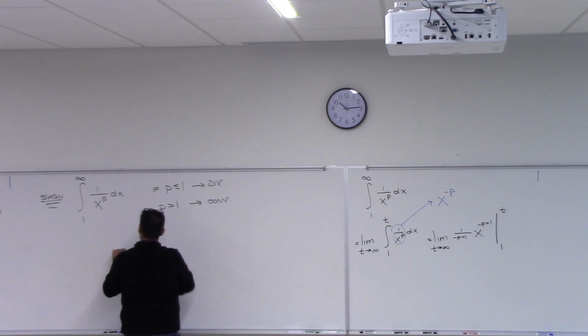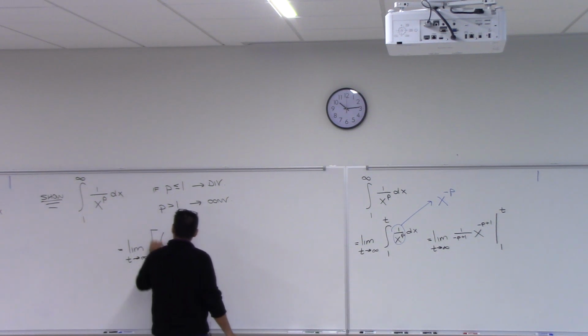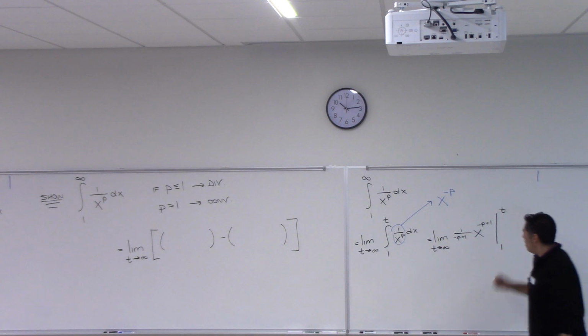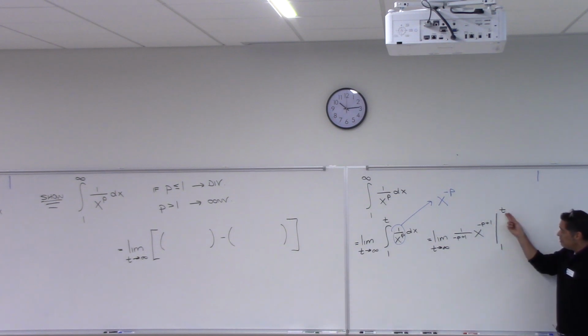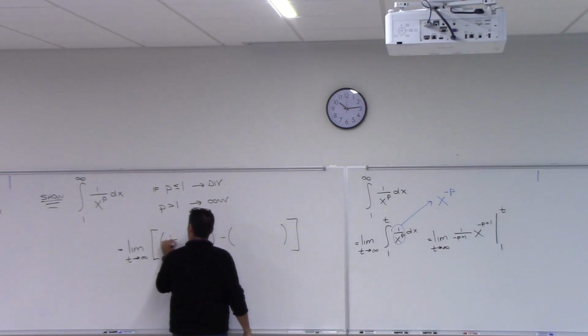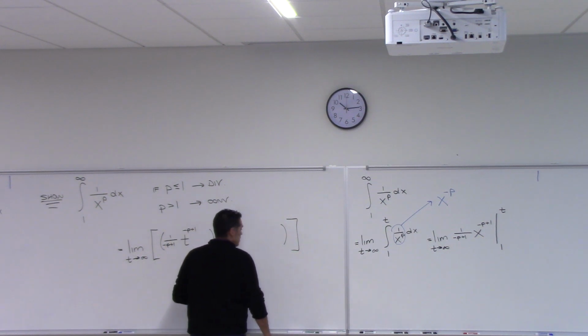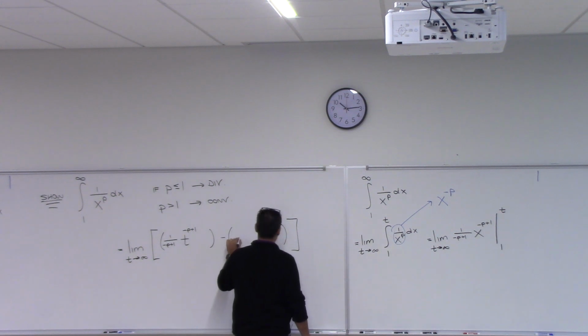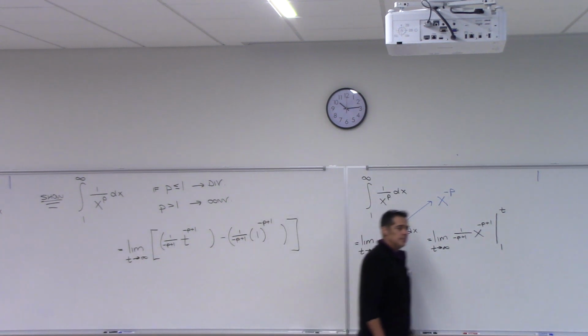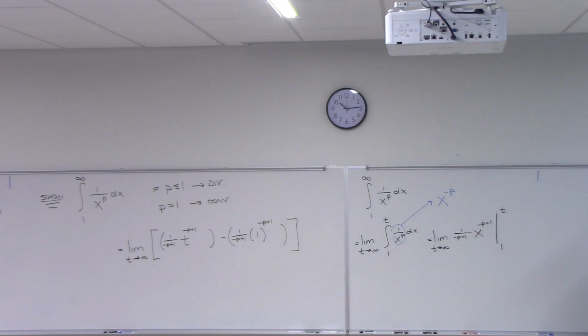Okay, this is equal to the limit as t goes to infinity of a set of parentheses minus another set of parentheses, by the fundamental theorem of calculus. Plugging in what first? t for x, right? So this is 1 over negative p plus 1, t to the negative p plus 1. And then we plug in 1 for x, right? 1 to the negative p plus 1. A lot of things to keep track of there, right?